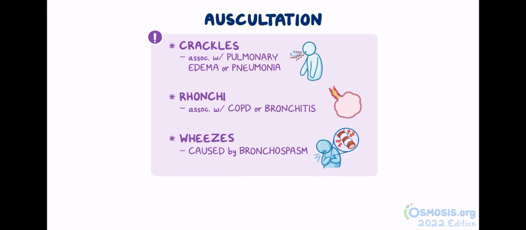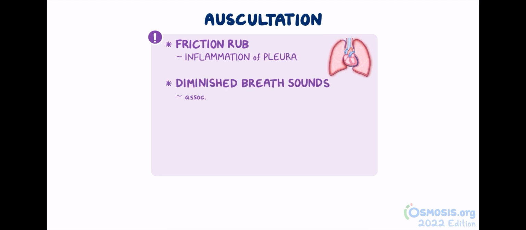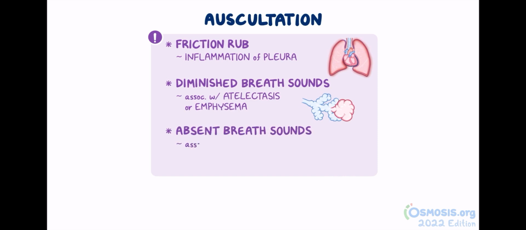Now, other abnormal breath sounds include a friction rub, which is a superficial, low-pitched grating sound. That can happen with inflammation of the pleura. Then there's diminished breath sounds, associated with atelectasis or emphysema, and absent breath sounds, which are associated with pneumothorax or complete airway obstruction.